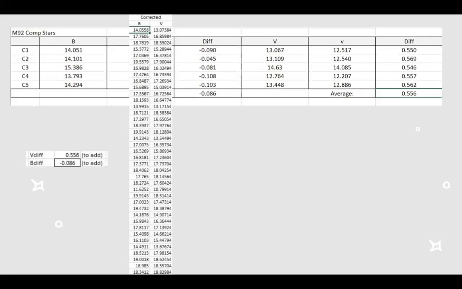So we had our average differences, and then we corrected the data by adding or subtracting. Again, because our V values were a little bit less, we added to get it to that point, and then our B values were a little bit more, so we subtracted. Essentially, this step is just trying to get the data as accurate as possible. And then click twice, please.